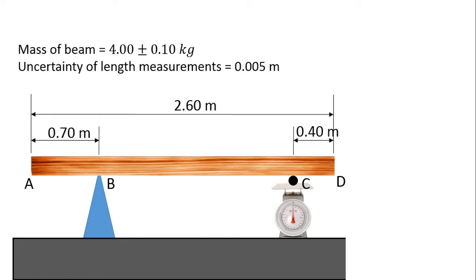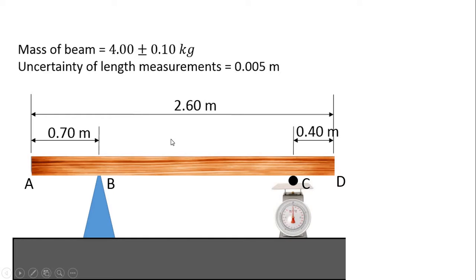Now of course your uncertainties may be different based on what measuring tool you use, based on how accurate you're able to use those measuring tools. And you may have a different uncertainty for the length of the beam or for the measurement from A to B and C to D. But just for simplicity in this example, I'm going to use this uncertainty for all three of these lengths here.